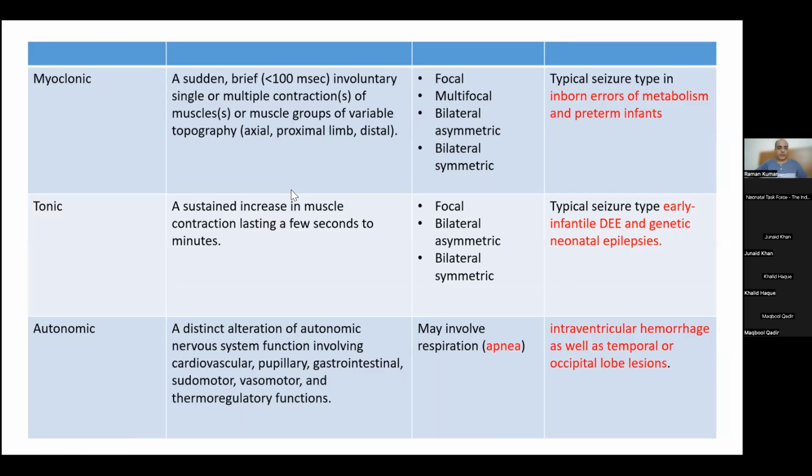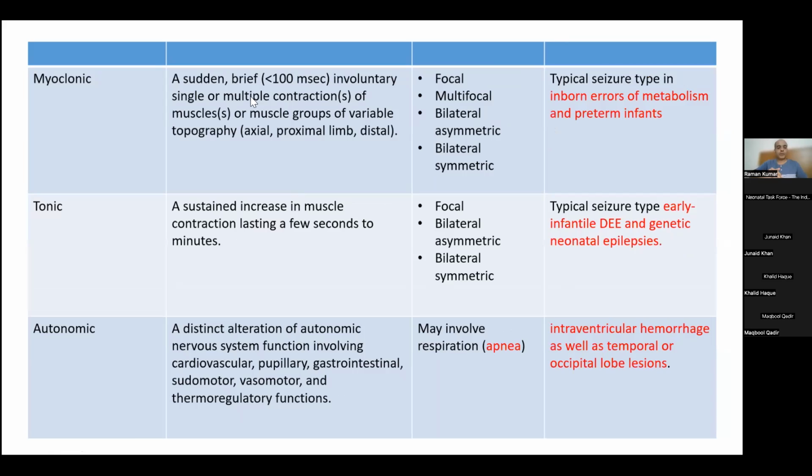We did not see the spasms in the video. Myoclonic, we saw them. So myoclonic seizures actually indicate towards inborn error of metabolisms and also prematurity. Tonic are very, very rare. You don't see a child who's tonic, it's just the posturing kind of a thing. There's no jerky movement.